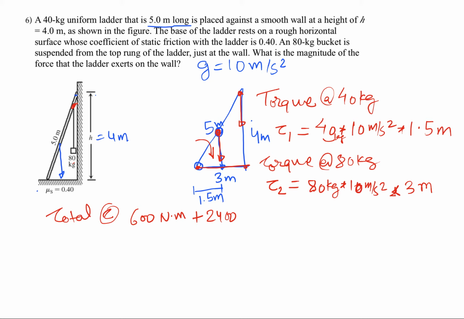There is 9.8, but I'm using 10 just for simplicity, Newton meter. This net torque, or total torque, tries to produce two clockwise rotations about this point of support. So the total torque is 24 plus 6, that's 330, and there are two zeros, Newton meter. So that's about 3000 Newton meter of torque, which in this case is clockwise.